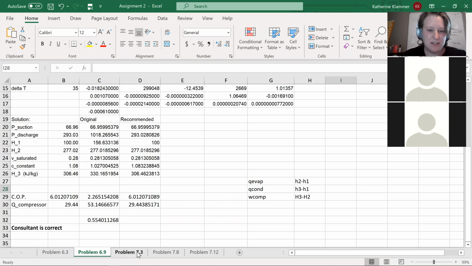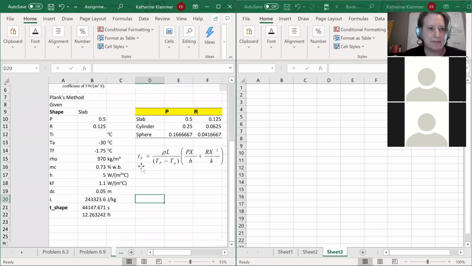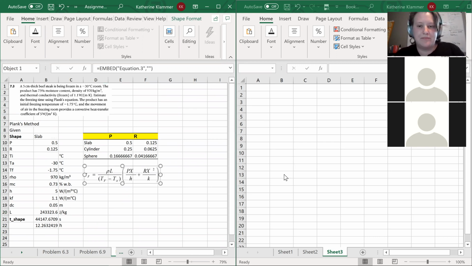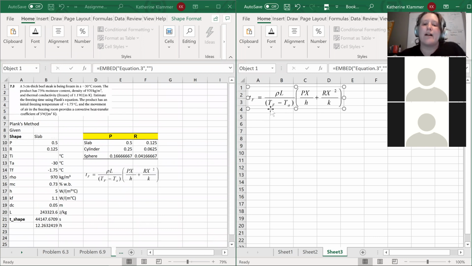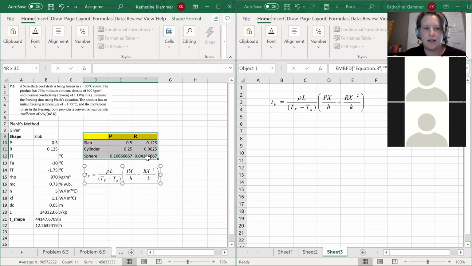Okay, so for freezing, we can do Planck's equation first. Pretty much the basic thing you need to know is this equation here. Freezing time is equal to the density of the food times the latent heat, divided by the temperature of the food at frozen temperature minus the temperature of the air. And then P and R are the different coefficients for the different shapes, like these values here, slab and cylinder and sphere.